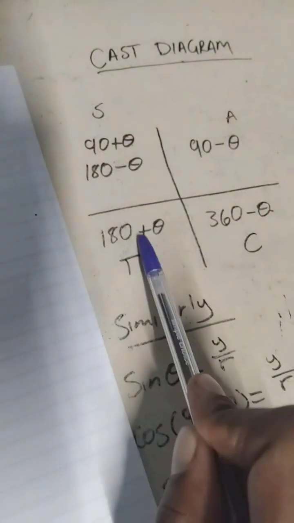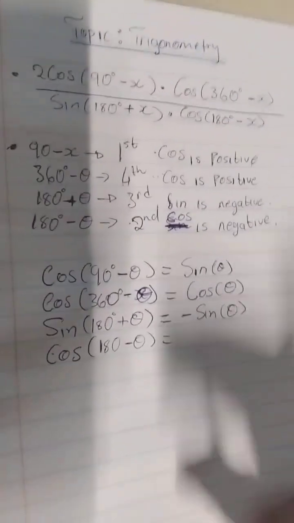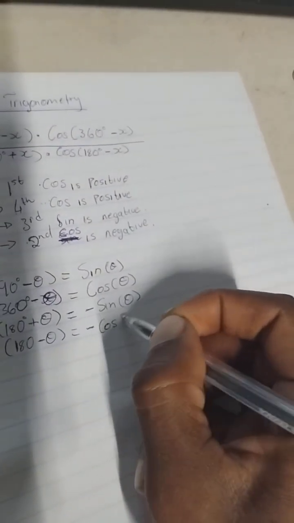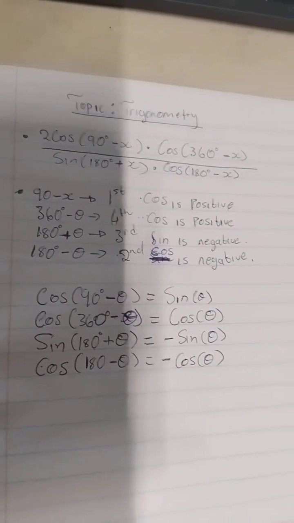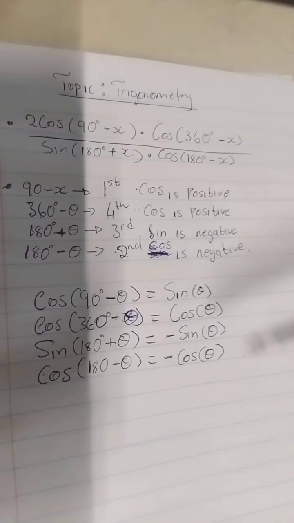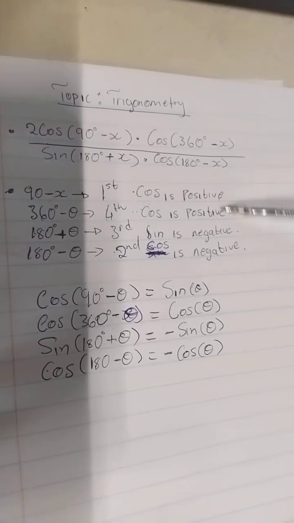Here's the CAST diagram. We are using it. So here it is going to be negative cos theta. Now we have our list.